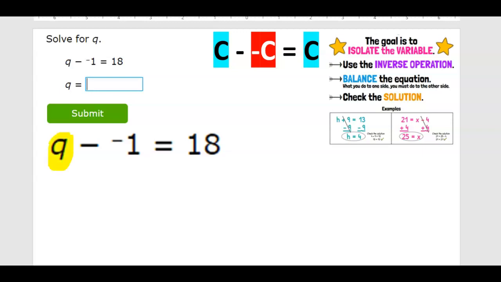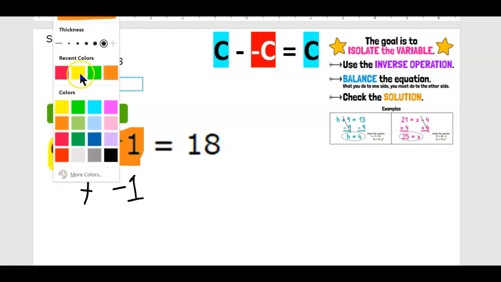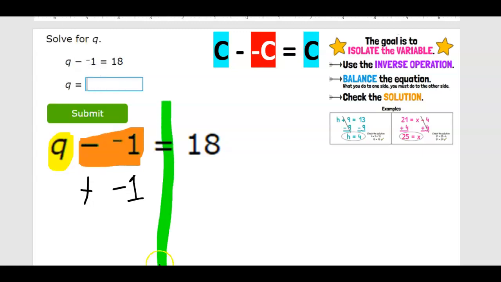All right. Next, let's do the inverse operation. What's the inverse of minus -1? That's going to be a plus a -1. Yeah, so they cancel out. That's really nice. Now, balance the equation. Where's our equal? Keep it nice and neat.